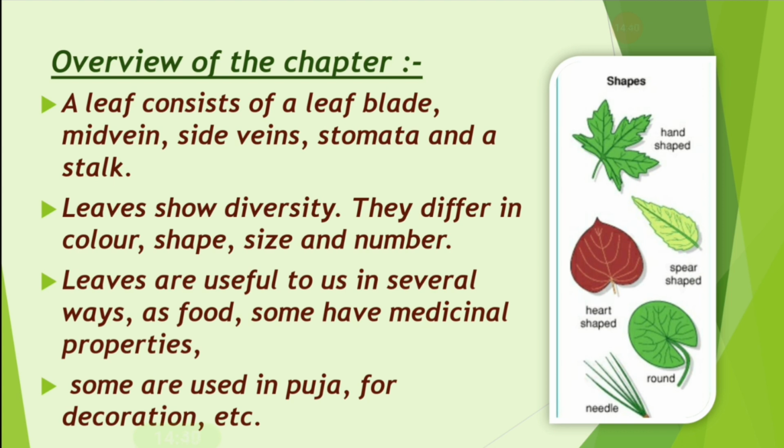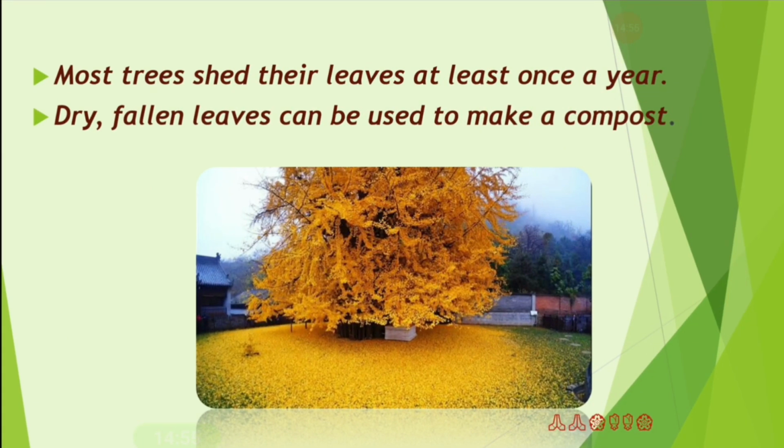Next, leaves are useful to us in several ways as food. Some have medicinal properties. Some are used in puja for decoration, etc. Next, most trees shed their leaves at least once a year. Dry fallen leaves can be used to make compost.